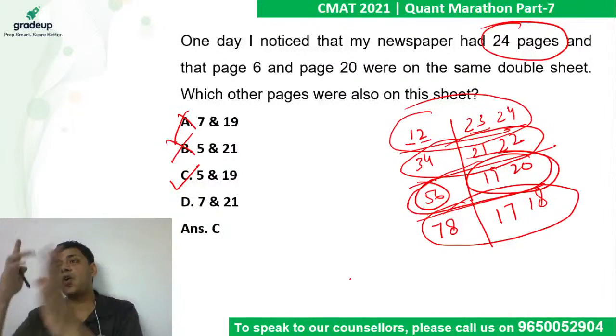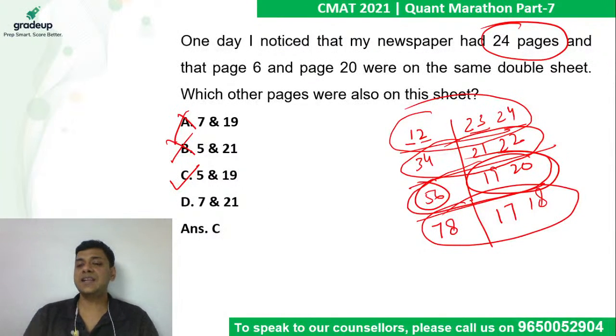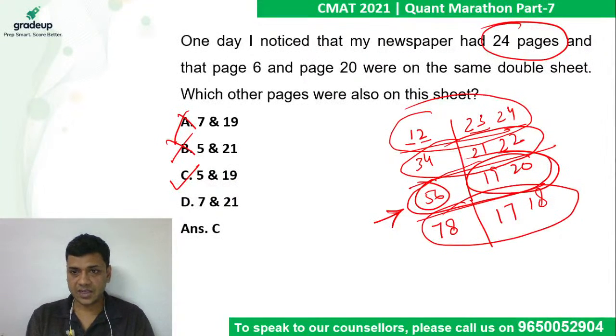Now I know which all page numbers are going on the same sheet. Now just have a look at the options. 5 and 19 are on the same sheet. Guys, is it clear with everyone? Shreyans, Aniket, Nagaraj. Which all page numbers are going on the same sheet. Okay, moving to the next one.